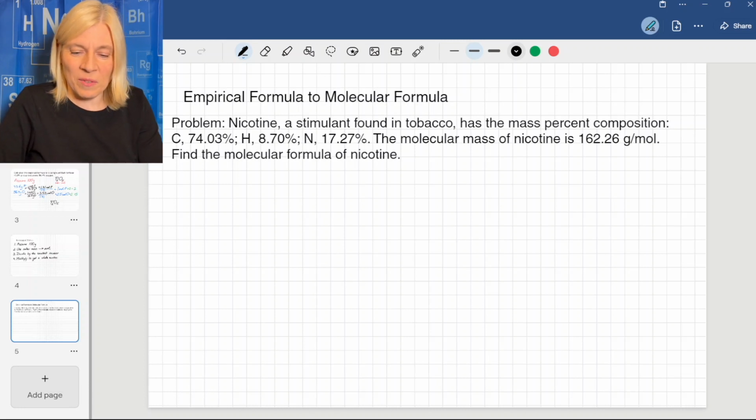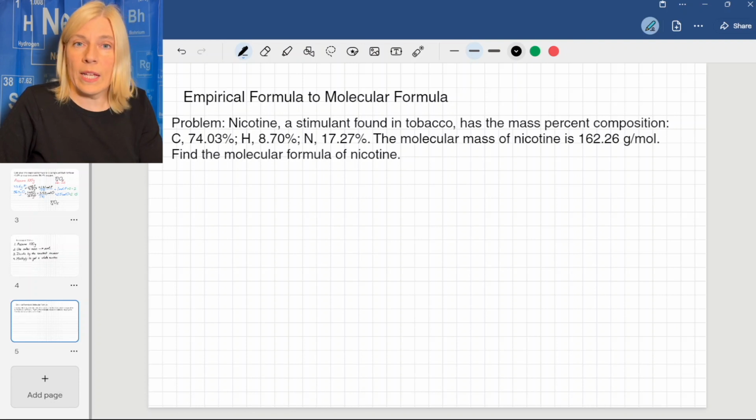So let's use nicotine. Nicotine, a stimulant found in tobacco, has a mass percent composition of carbon 74.03%, hydrogen 8.70%, and nitrogen 17.27%. The molecular mass of nicotine is 162.26 grams per mole. Find the molecular formula.